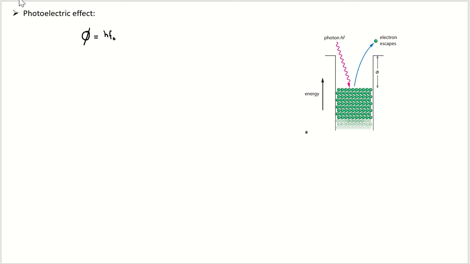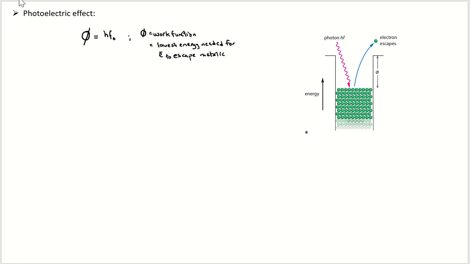So the energy carried by the photon should at least be equal to this work function, which is hf naught, for the electron to be knocked off. So this phi is the work function. By definition, the work function is the lowest amount, or the minimum. So this is the lowest energy needed for the electron to escape the metallic bond.